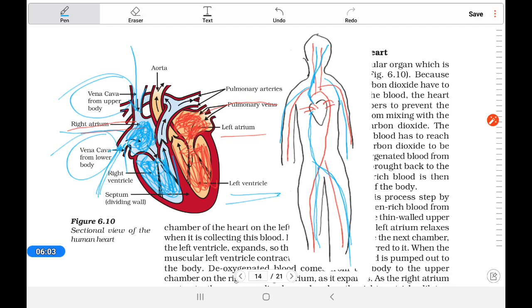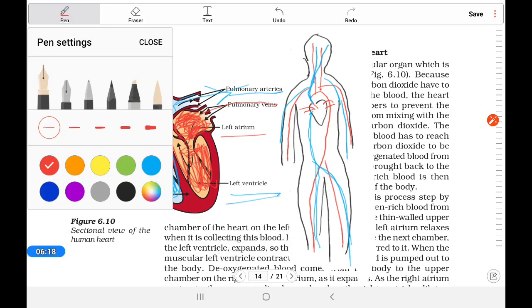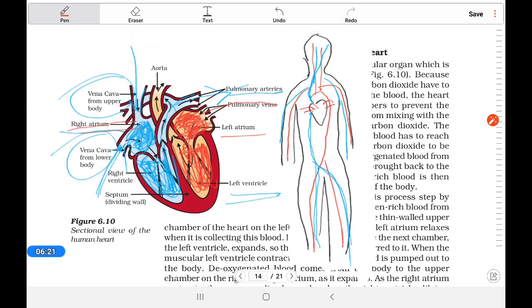See that the deoxygenated blood, which is marked in blue, moves towards the lungs for further purification through the pulmonary artery. And here the oxygenated blood, which is marked in red, enters the aorta. After that it moves all over the body and supplies oxygen and other things to every cell. So this is our systemic circulation.